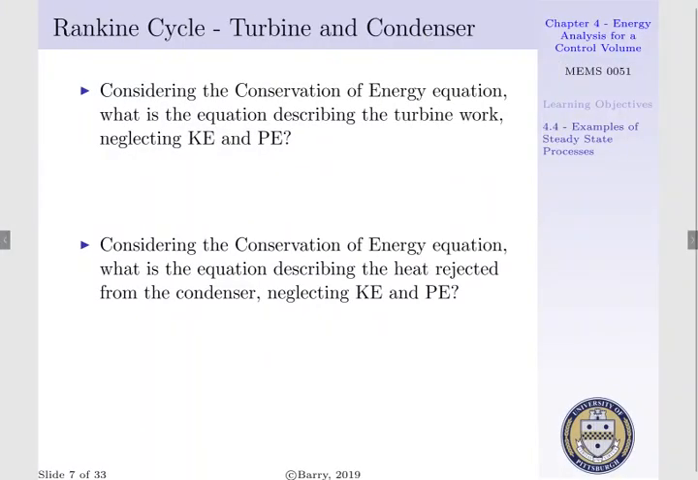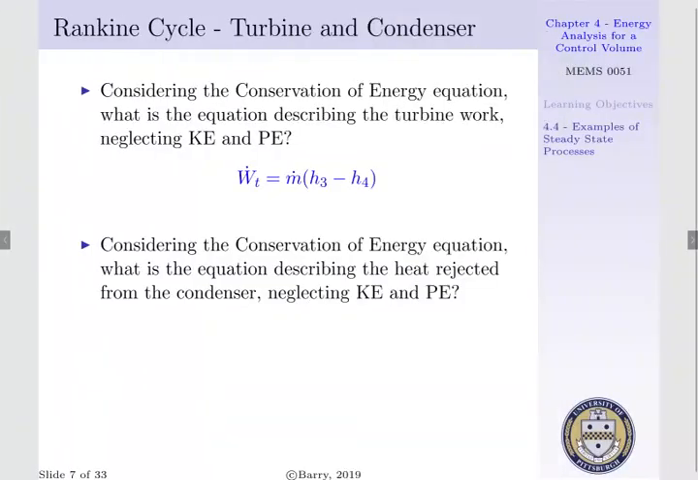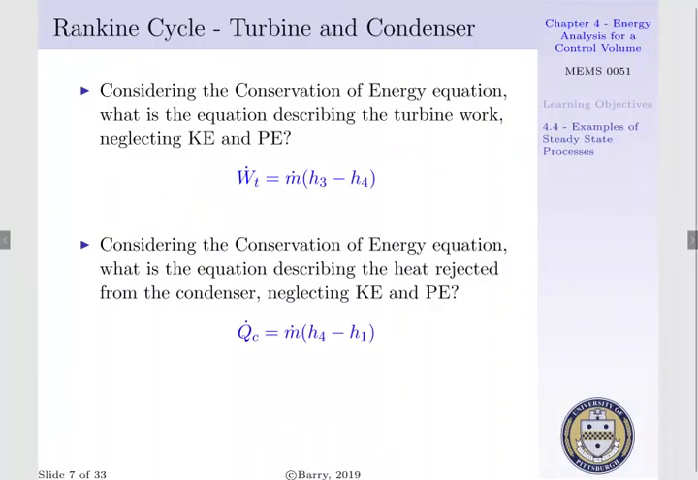Applying the conservation of energy equation to our turbine, neglecting both kinetic and potential energies, we see the work of our turbine is going to be equal to our mass flow rate times the difference of enthalpies between our inlet and exit. That is, W.turbine would be equal to our mass flow rate times the quantity H3 less H4. And last but not least, if we apply the conservation of energy equation to our condenser, once again neglecting kinetic and potential energies, we see our heat rejected is going to be equal to our mass flow rate of our condensing steam times the difference of enthalpies between state 4 and state 1. That is, Q.C is equal to m times the quantity H4 less H1.